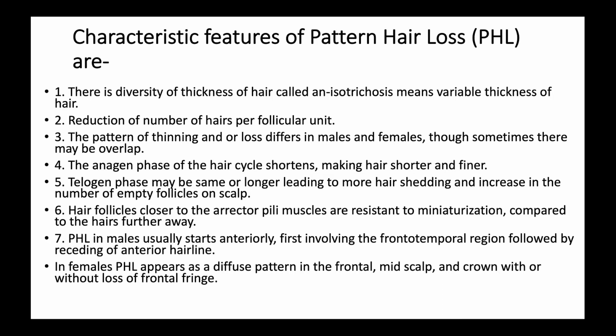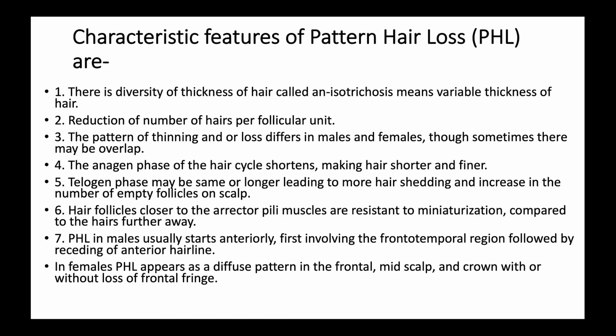The anagen phase of hair cycle shortens, making hair shorter and finer. Means the anagen phase is what? It is the growing phase in which there is a multiplication of the cells in the dermal papillae. There is a layering of the cells added at the bottom of the hair, and the hair pushes itself outside the follicle, so increasing in the length. But because of lack of division of the cells or apoptosis, this division of cell is reduced, so hair growth is reduced and hair becomes shorter and finer.